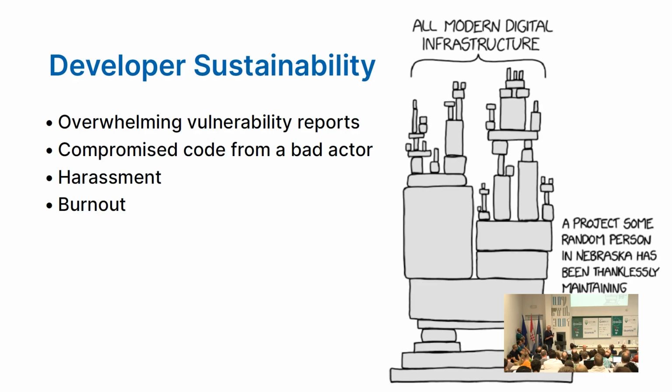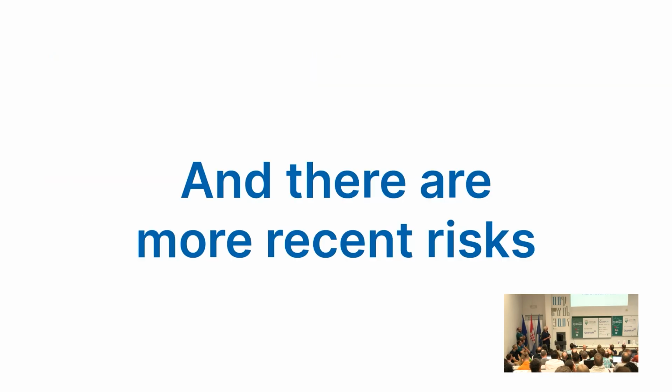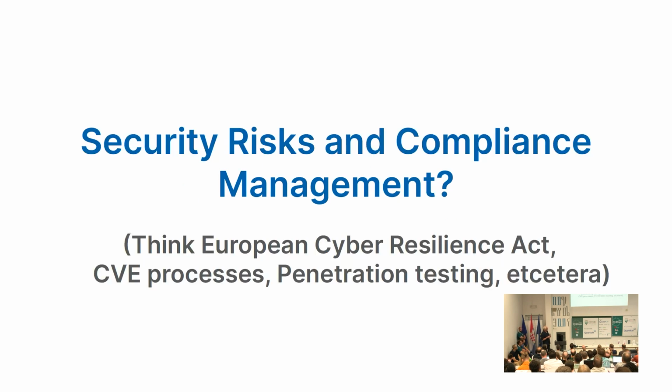Developers have been harassed because they don't deliver what is expected from them, but nobody pays them, and they face burnout. And then more recent risks. The security risks, compliance management, things that are requested of software, and how do we deal with them as open source community projects? So think of the Cyber Resilience Act, CVE processes, or how are vulnerabilities reported, how are they mitigated? Do we do penetration tests in server software, etc.?